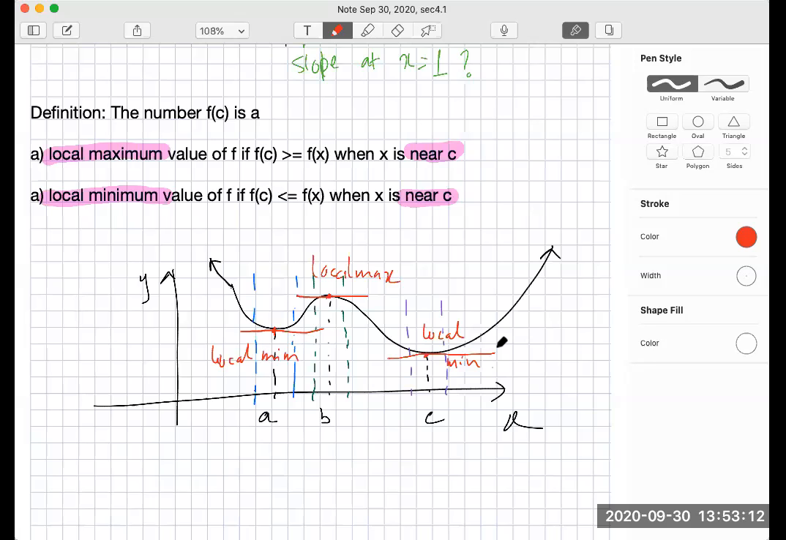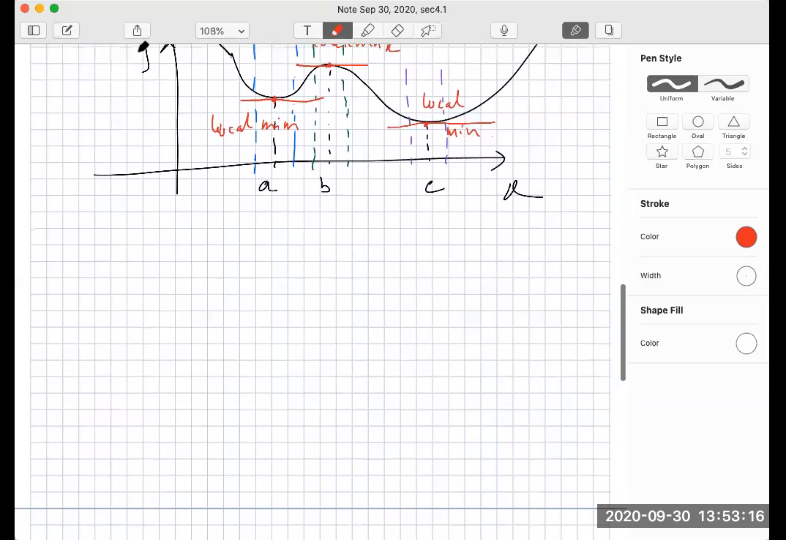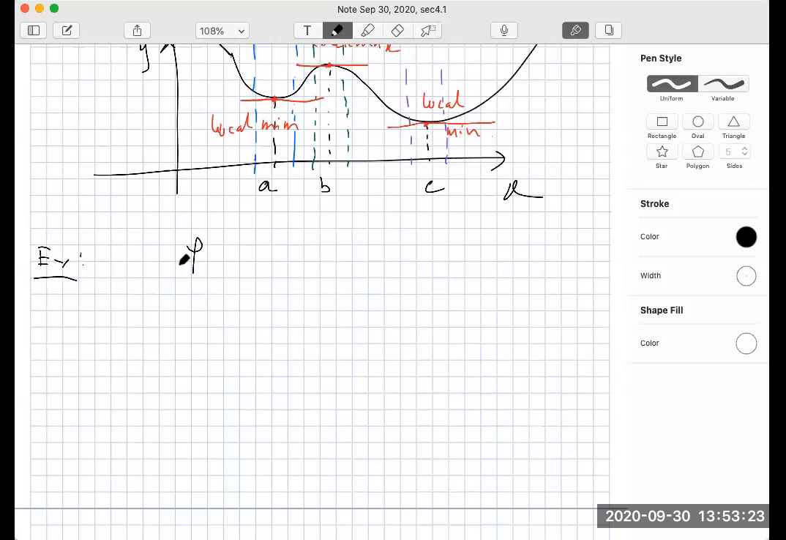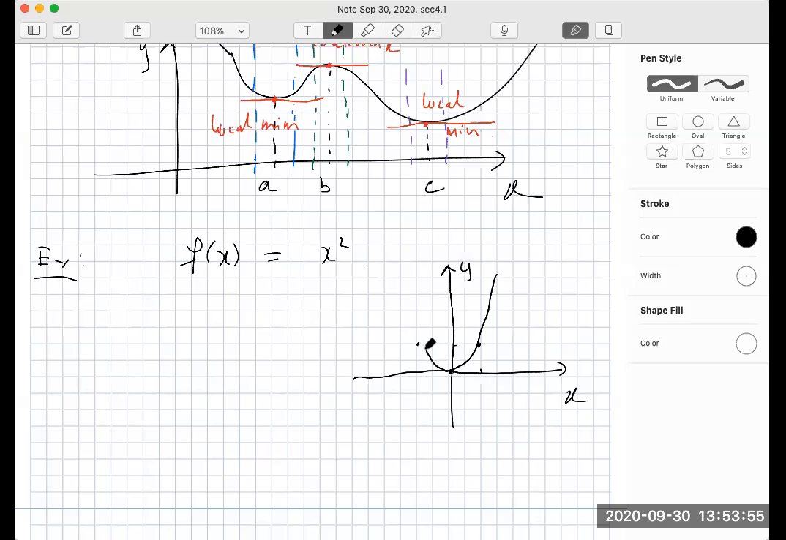Now, let us play with a specific example. Let us consider the function f of x, which is x squared here, right? The graph of this, we can plot it in the coordinate plane. It will go through, at x equal to 0, f is 0, at x equal to 1, f of 1 is 1, and so on. So the graph of this is like this, okay?